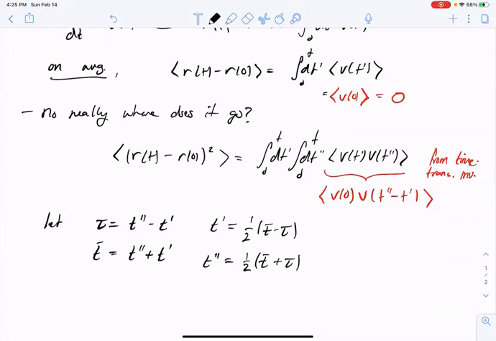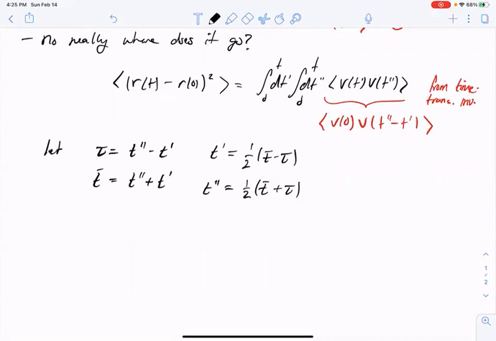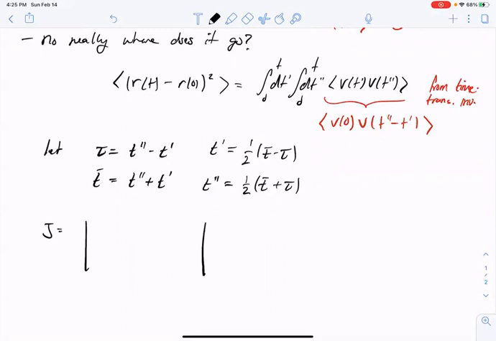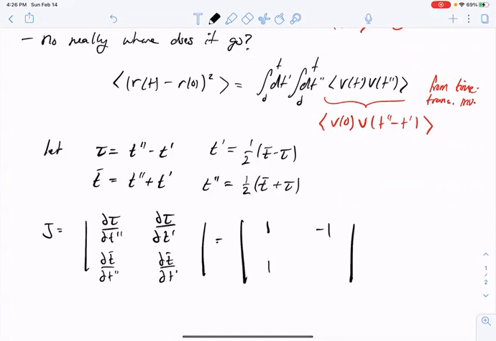And now if I want to do this change of variables, I have multiple variables I'm doing a change of, so I need to compute the Jacobian associated with this transformation. So the Jacobian is a determinant, a purely positive number, which takes a set of partial derivatives, things like d tau, d t double prime, d tau, d t prime, d t bar, d t double prime, d t bar, d t prime, which is equal to the determinant of 1, and tau with respect to t prime is minus 1, and a 1 and a 1. That determinant, or that Jacobian, the determinant of that matrix is then 2.